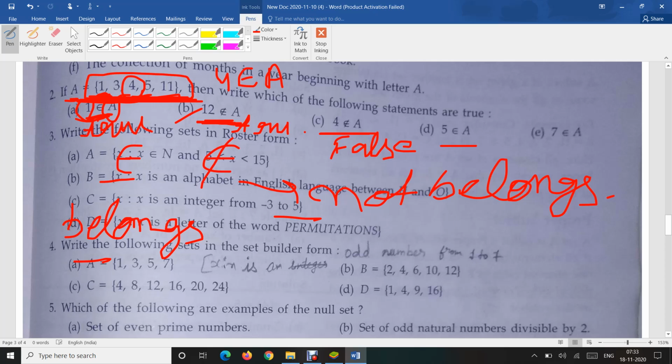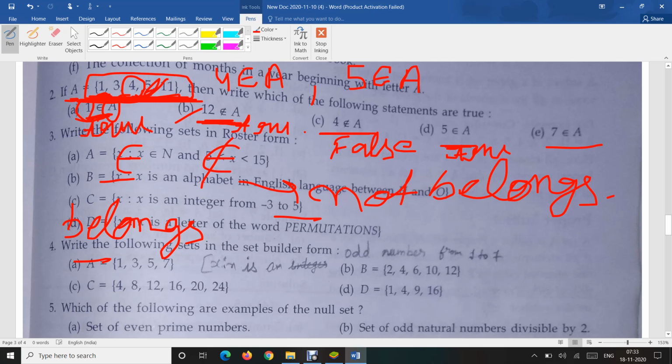Now, 5 belongs to A. So you have to see, is 5 present in this set? Yes, we can see here 5 is present in this set. If 5 is present in this set, then we can say that 5 belongs to set A. And this statement is also saying 5 belongs to A. So this statement is true.